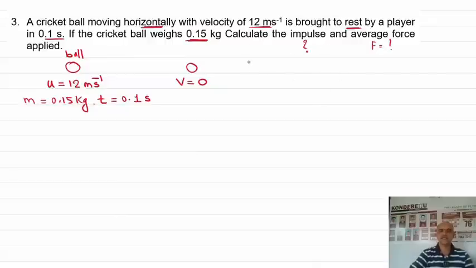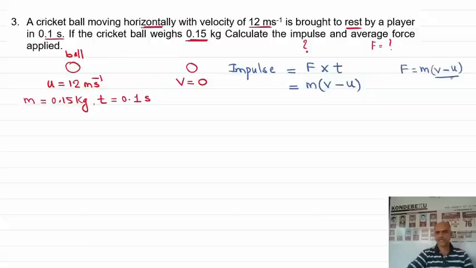Impulse is defined as a large force acting for a very small time. Impulse is given by F into T. By Newton's second law, F into T I can write as m into bracket v minus u. So the F formula is m into v minus u by t, and if we cross multiply, we get F into t.